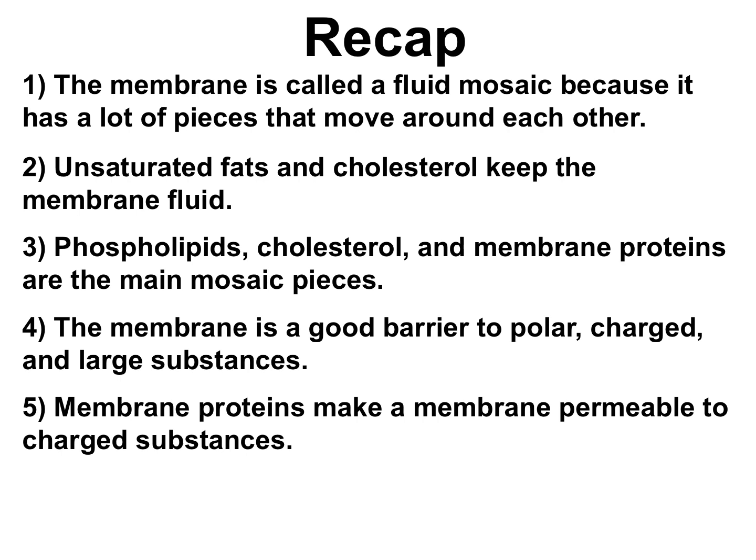A membrane is a mosaic because there are a lot of different types of lipid and protein pieces that make up a membrane. The phospholipids and cholesterol make the membrane a really good barrier to polar, charged, and large molecules, but membrane proteins allow specific charged substances to pass through. This property is called selective permeability.